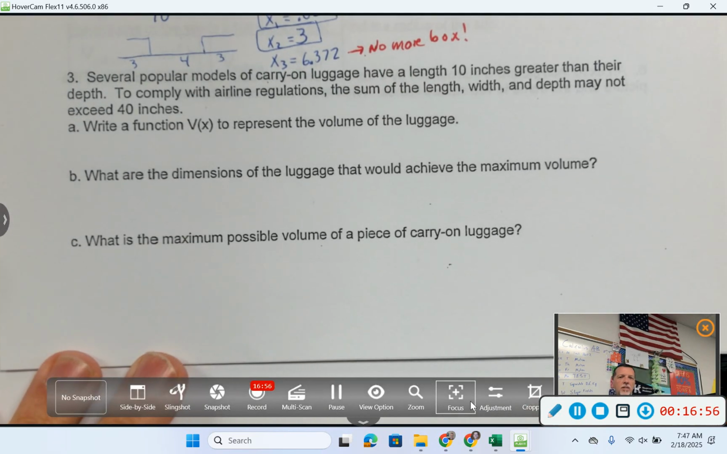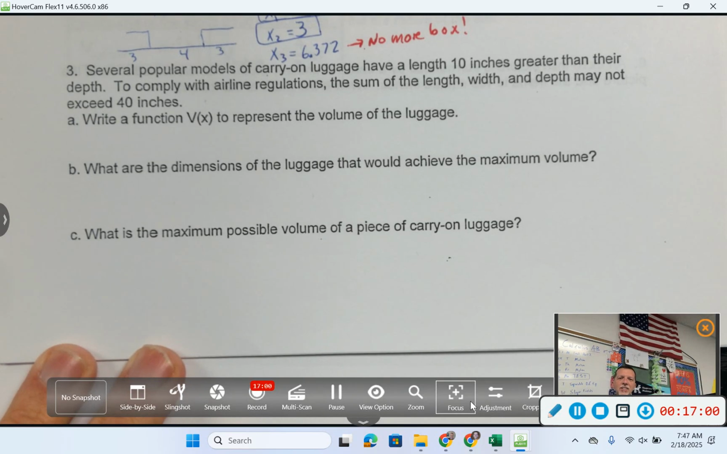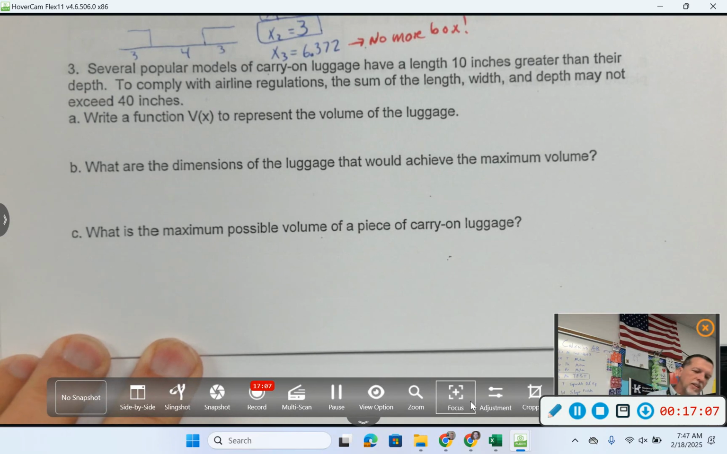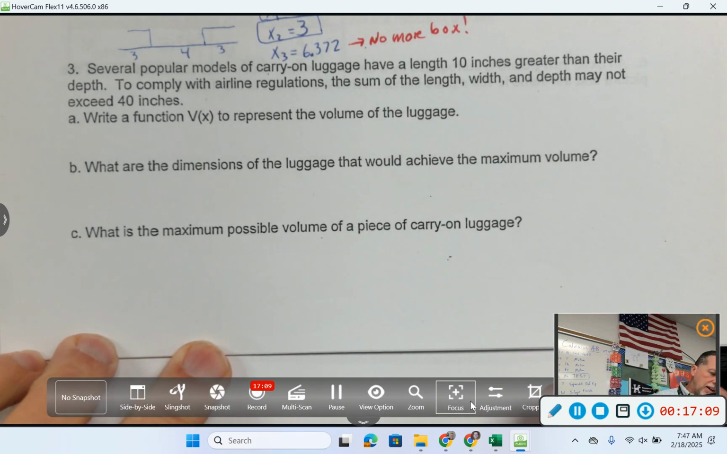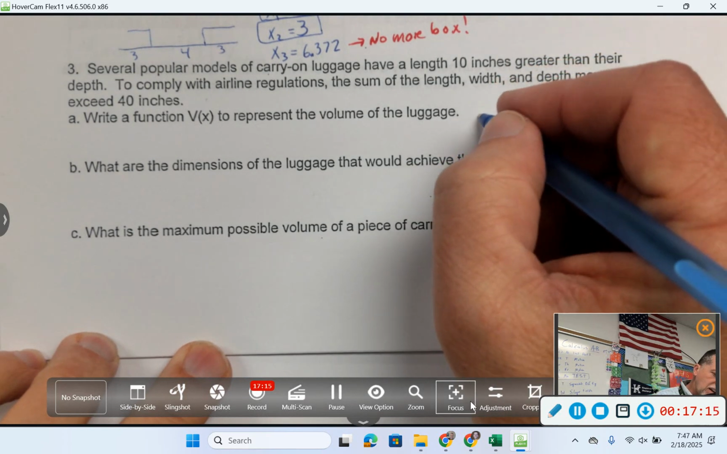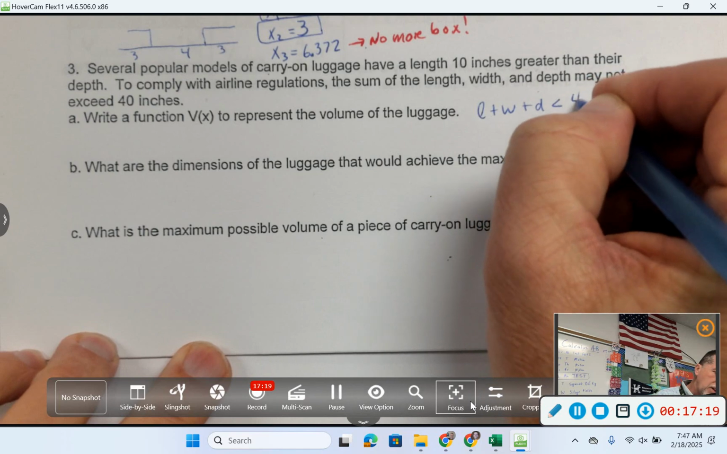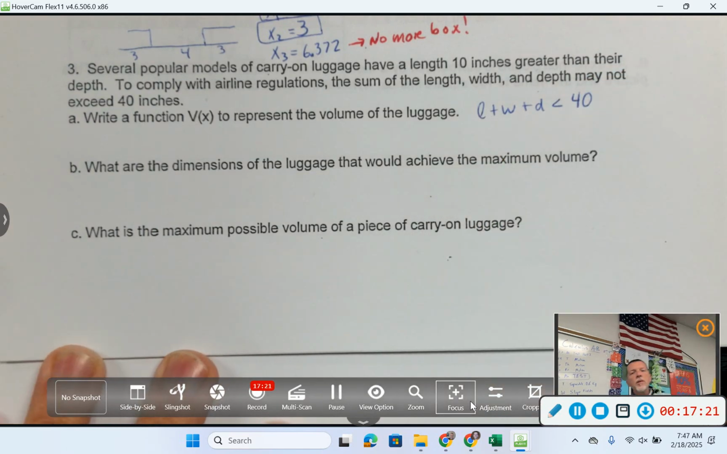Number 3. Several popular models of carry-on luggage have a length 10 inches greater than their depth. To comply with airline regulations, the sum of the length, width, and depth may not exceed 40 inches. Okay, we'll start writing this stuff down. So length plus width plus depth has to be less than 40 inches.